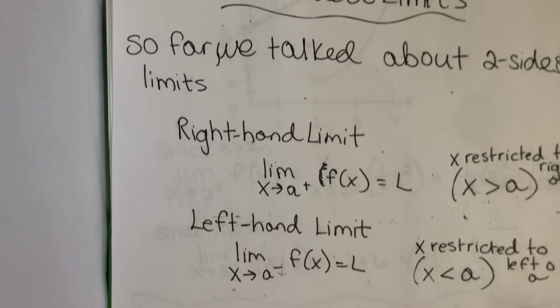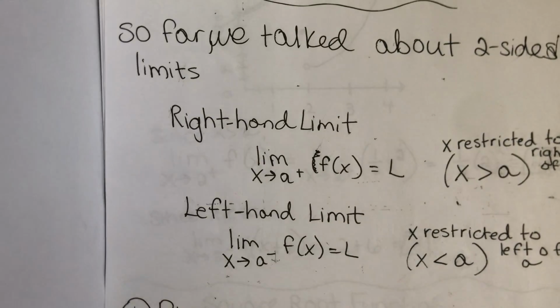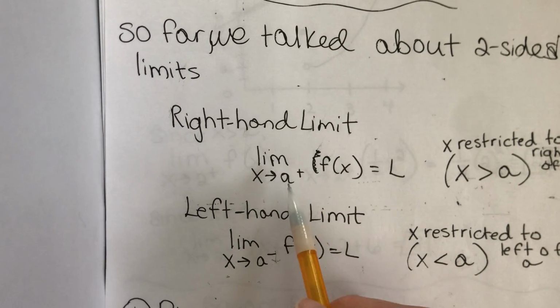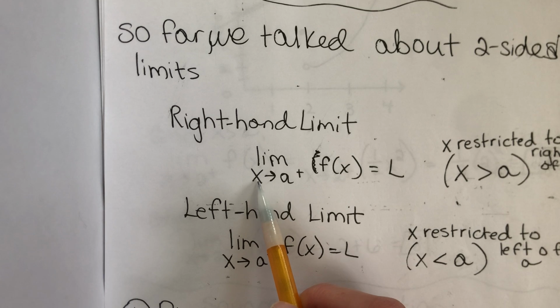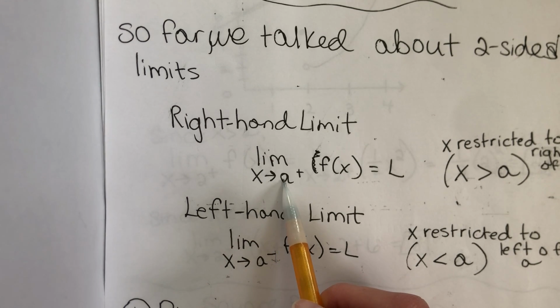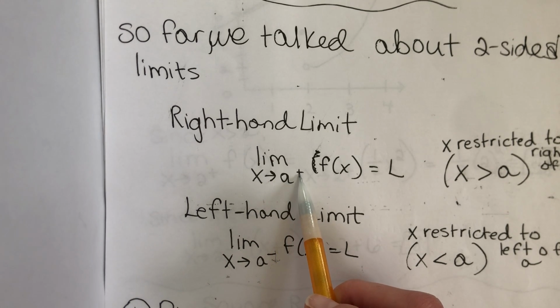So here's how you know the difference. A right-handed limit is going to have a little plus sign next to whatever this a value is. So let's say it's the limit as x approaches the number 5. Well, if that 5 has a little plus sign to it, that means we're going to look at the graph as we approach the number 5 from the right side, not the left side, but just the right side.